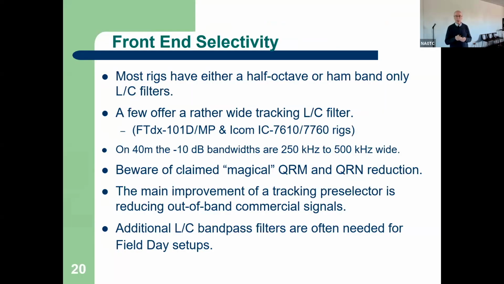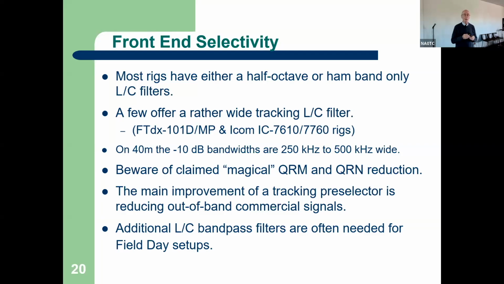Front-end selectivity. Most rigs have either a half octave LC filter or a ham band only filter. Some have a tracking pre-selector, like the FTDX 101D, the MP, the ICOM 7610, and the 7760. So that's an LC filter that tracks either continually or stepwise. So I just said, let's measure the bandwidth on 40 meters. Well, with the Yaesu, it's about 250 kilohertz. With the ICOM, it's 500 kilohertz at minus 10.